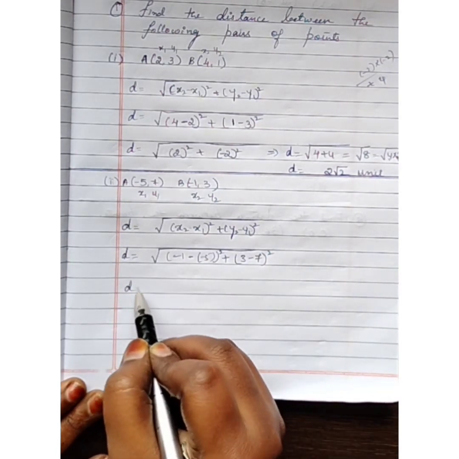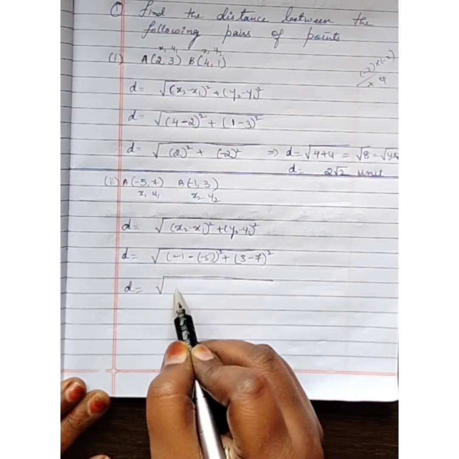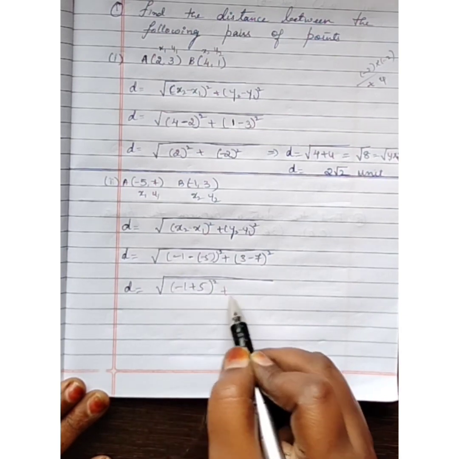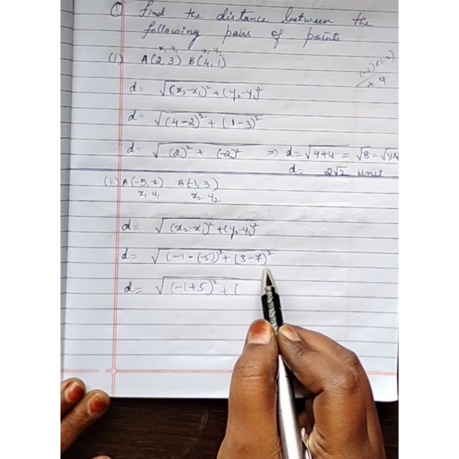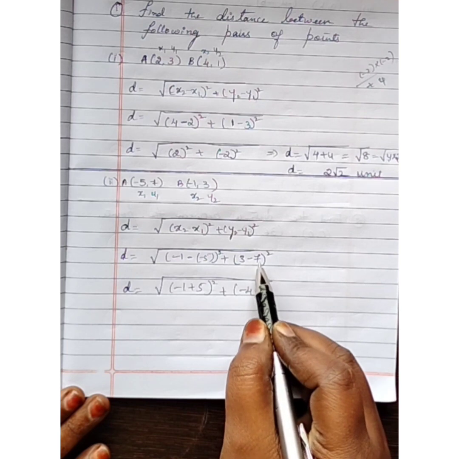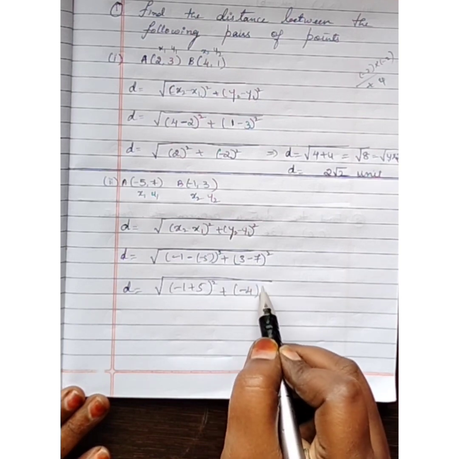Okay. D equal to root of minus 1 minus into minus plus 5, whole square. Okay. 3 minus 7, how much you will get? 7 minus 3? Minus 4. 7 is a greater number. 7 is having negative sign. So substitute here.